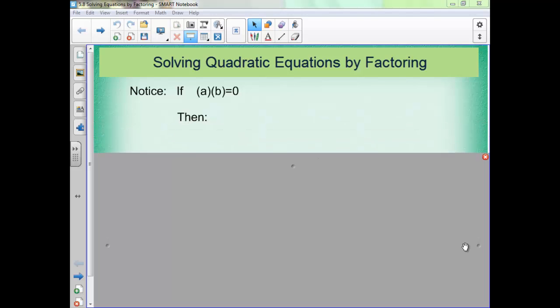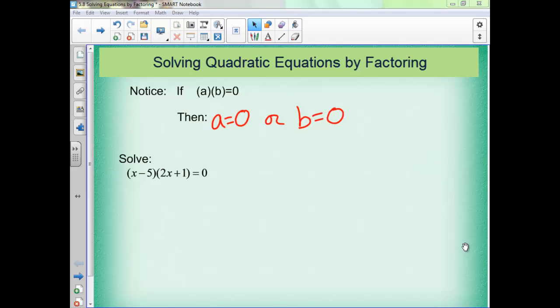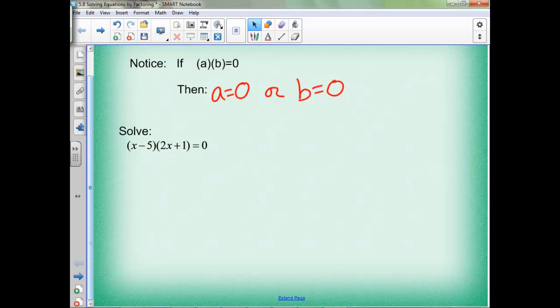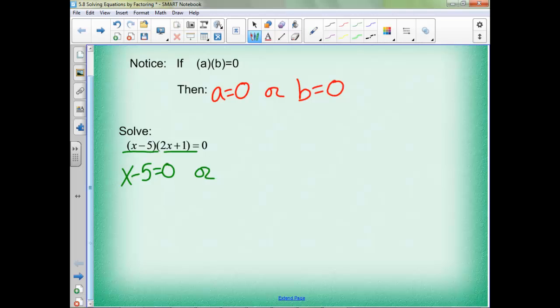So first off, if we have two numbers that multiply to 0, then we know that either this first number is 0 or the second number has to be 0. In order for a product to equal 0, one of the two things getting multiplied has to be 0. Using this idea, if we have two binomials getting multiplied and their product is 0, well then we know either this first binomial is 0 or this second one is 0.